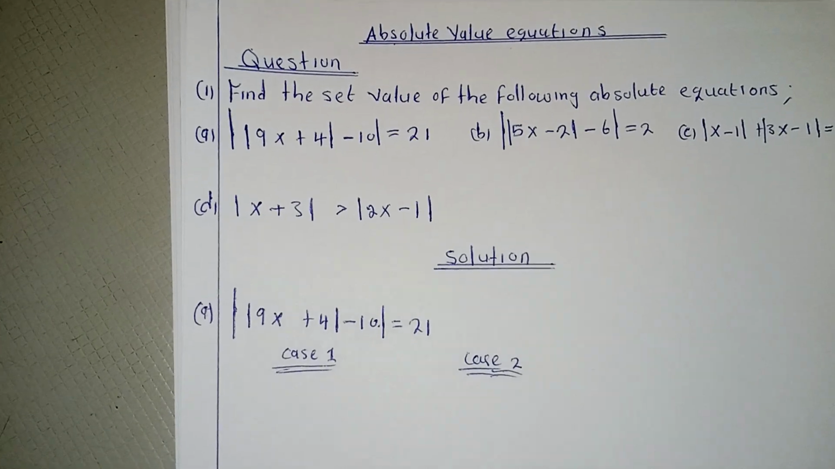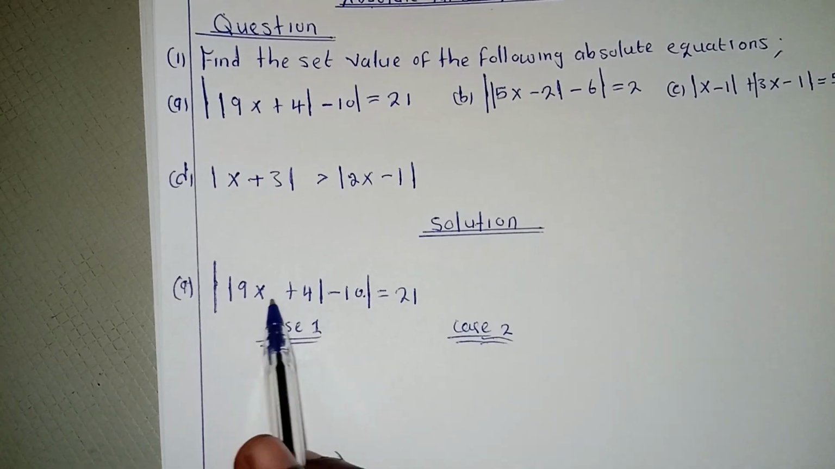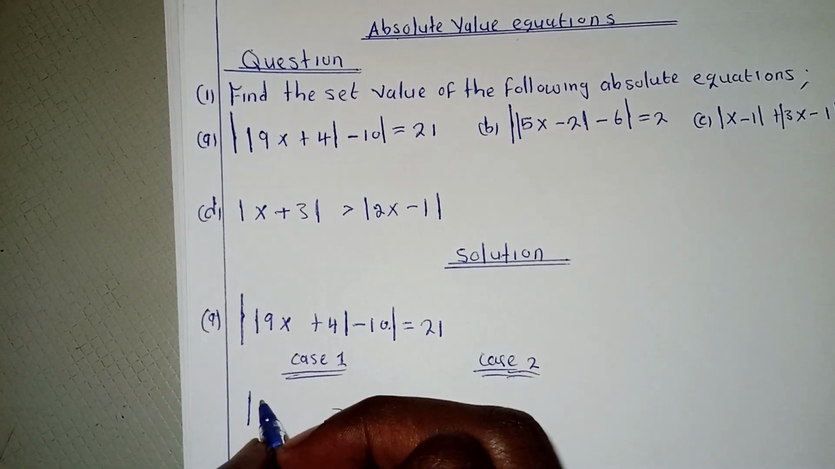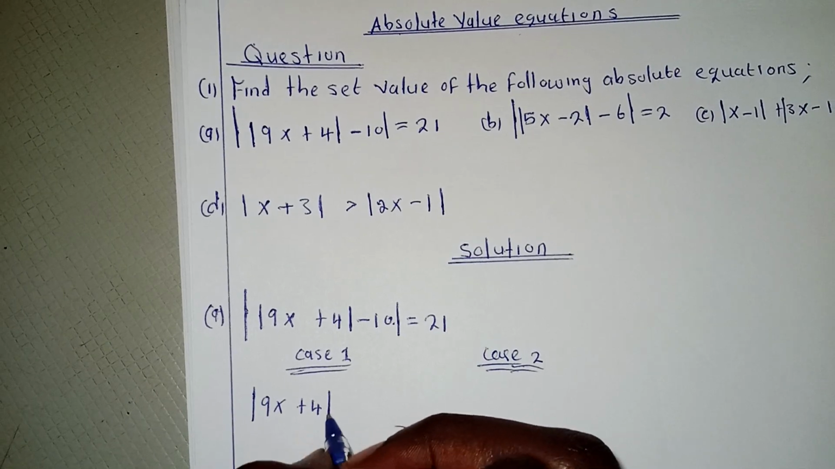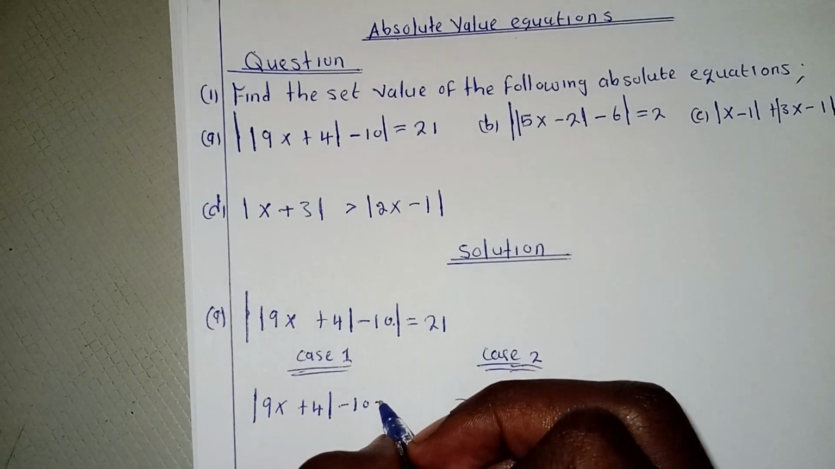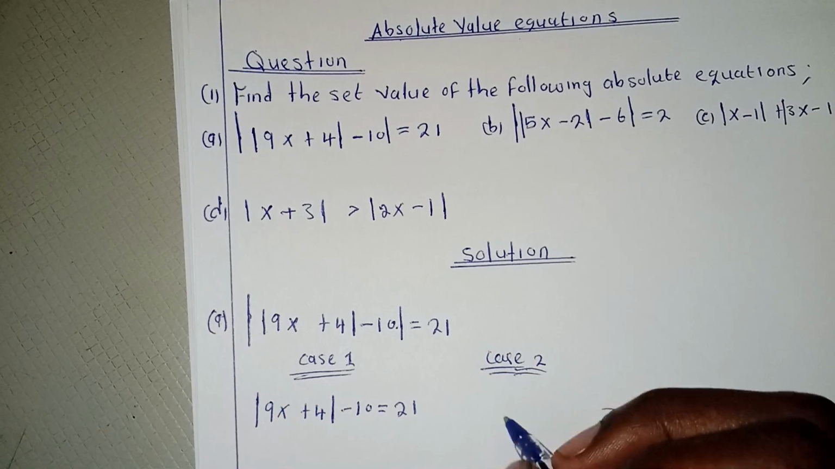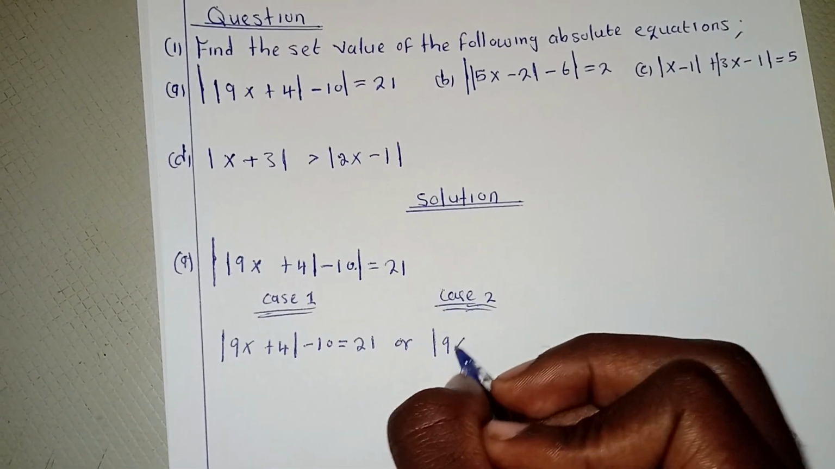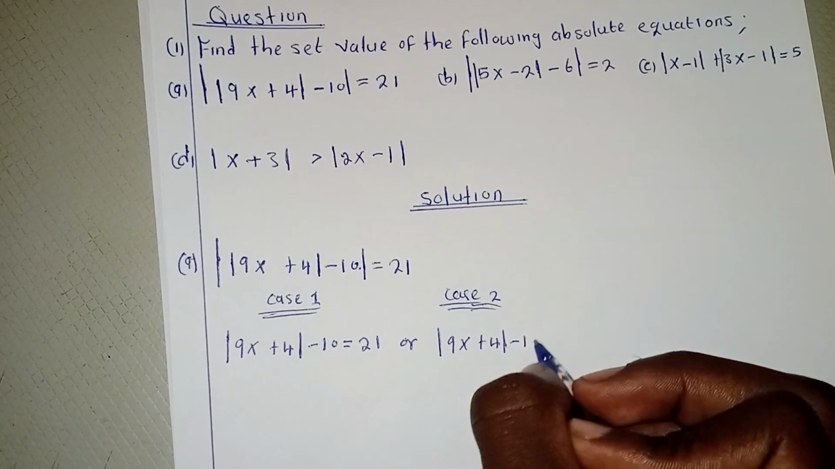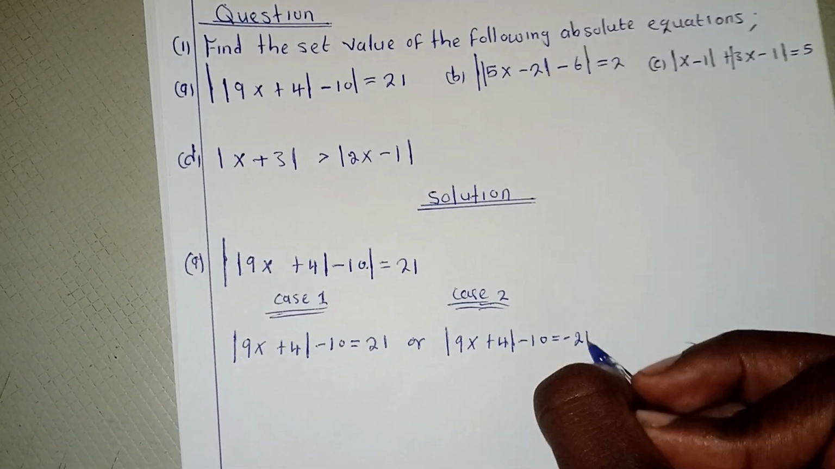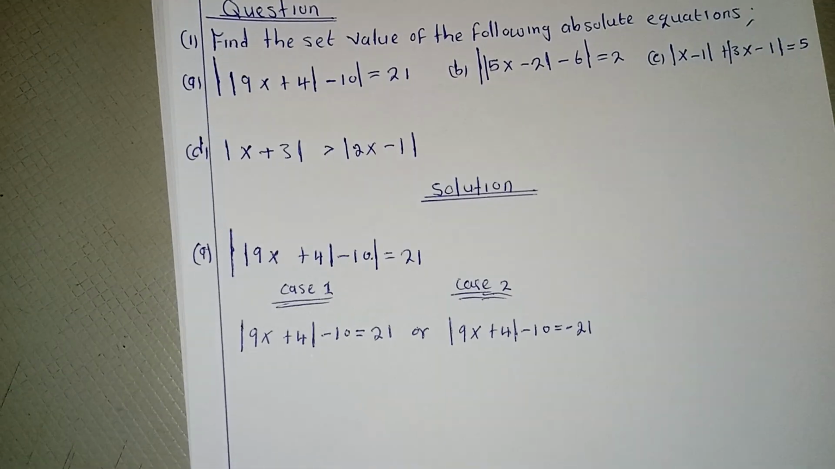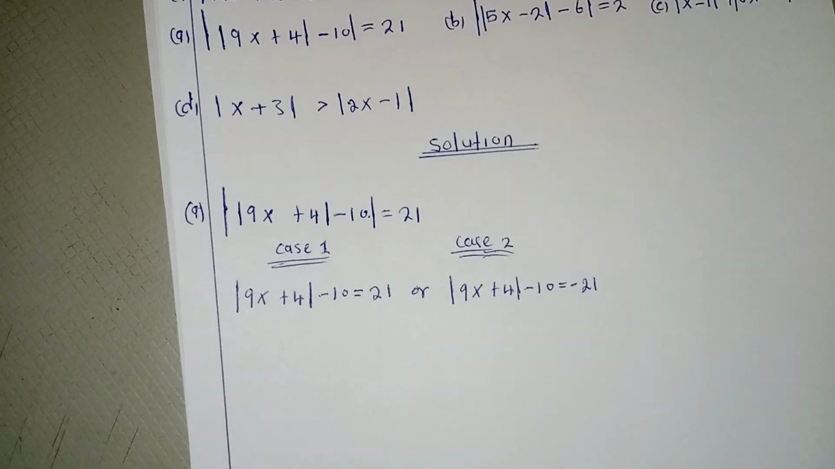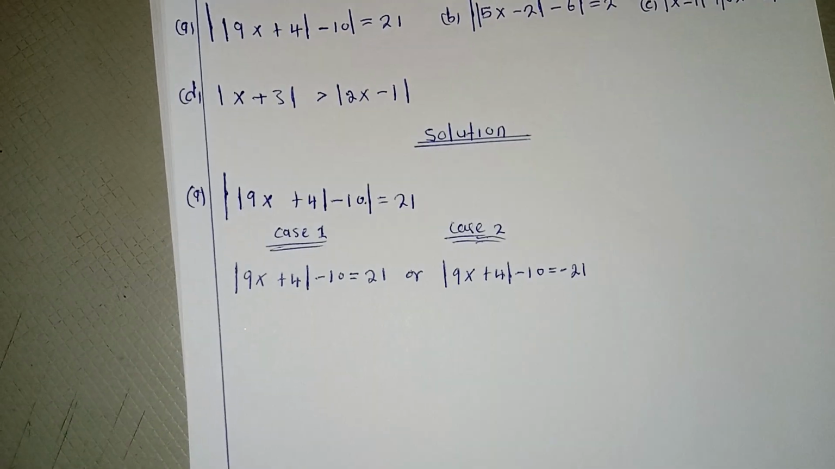Under case 1, we are going to get whatever is in here and simply equate it to 21. So we're going to have 9x plus 4 minus 10 equal to 21. That is case 1. Case 2 is going to have 9x plus 4 minus 10 equal to negative 21. Remember, these are absolute values. In the first place, you might not know whether the value was negative or positive. That's the reason why you come up with two cases.